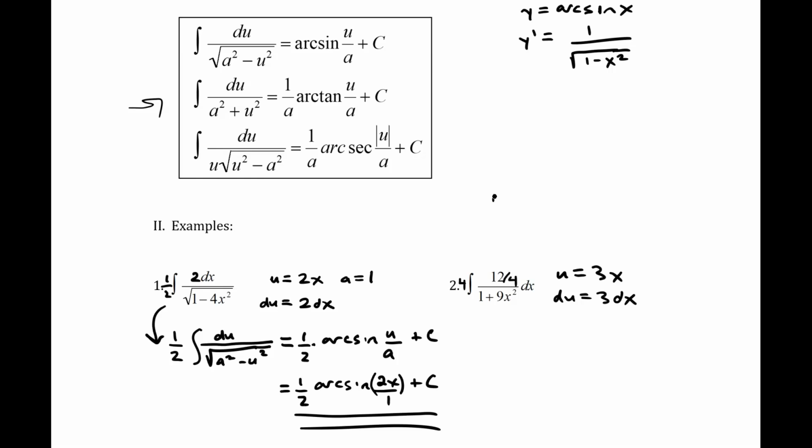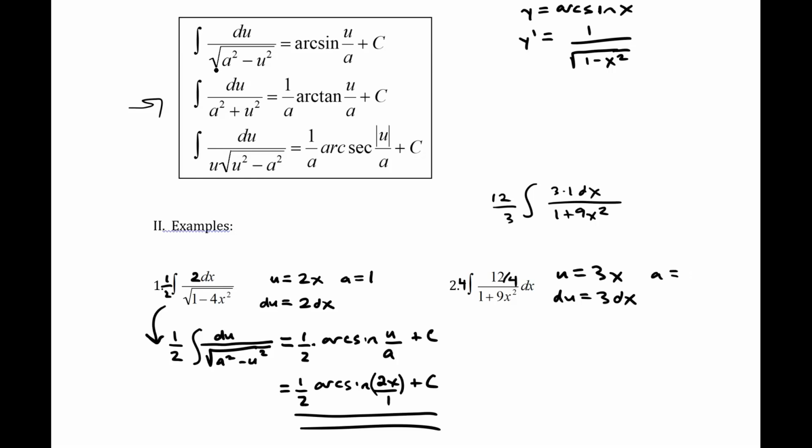Sometimes students will also take that 12 out in front and then just start off with a 1dx all over 1 plus 9x squared. And then if you let u equal 3x and your du is 3dx, you would multiply by 3 on the inside and divide by 3 in front. In either case, look what you're going to end up with in the front, 12 divided by 3, or 4. So if u is equal to 3x, du is equal to 3dx, we should also note what a is equal to.